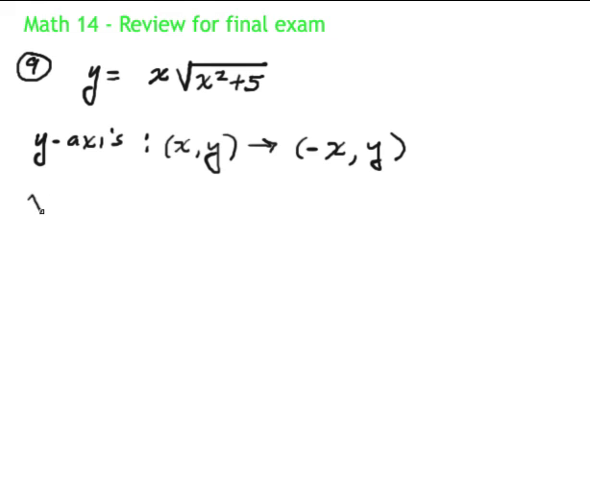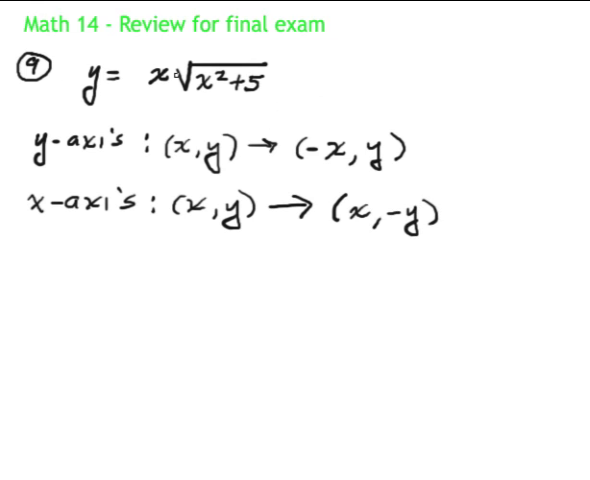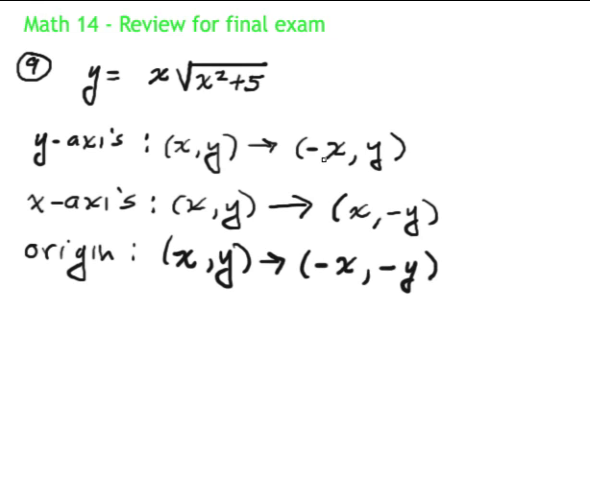Now let's look at symmetry with respect to the x-axis. Okay, well that will occur when you replace (x, y) with (x, minus y) and the equation remains the same. All right, and then we have symmetry with respect to the origin. And that happens when replacing (x, y) with (minus x, minus y) does not change the equation. All right, so in this case, the only symmetry that we have is symmetry with respect to the origin.